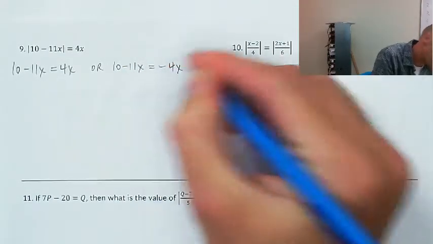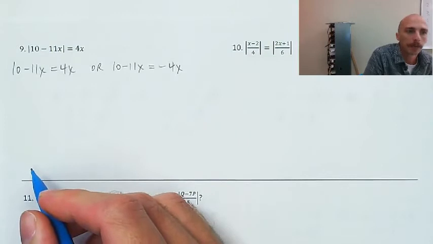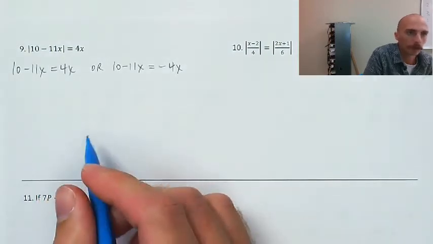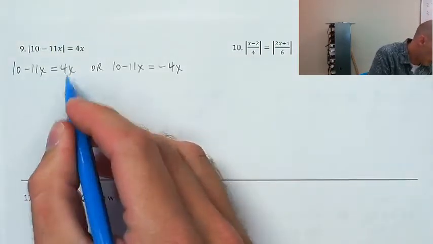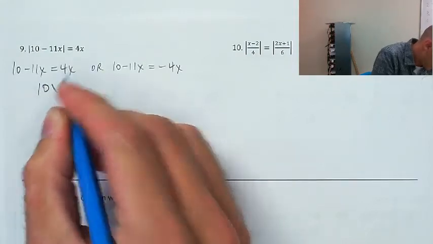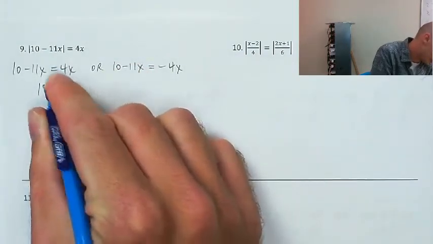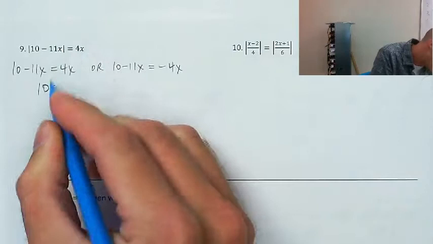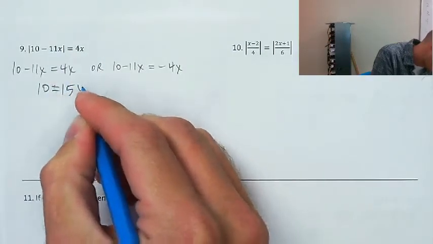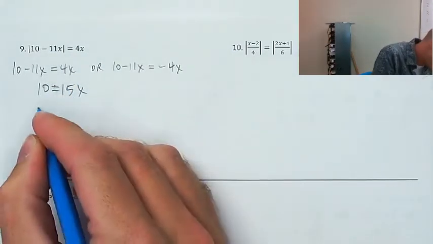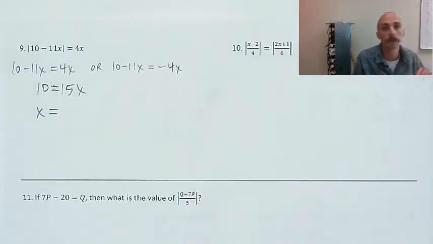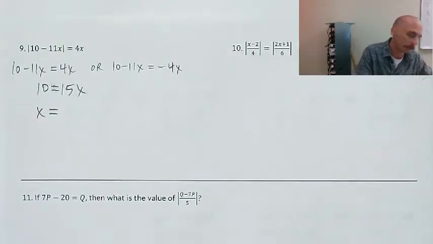Negative 4x. Okay, and I'm going to just solve these for x the old way. I'm going to add 11x to both sides. Nope, not 10x, just 10. Okay, all of a sudden I'm making errors. So 10 equals 15x, and then we're going to divide both sides by 15, and I get x equals 10 over 15. I know 10 and 15 have a common factor, 5. 10, 15, that's 2/3.